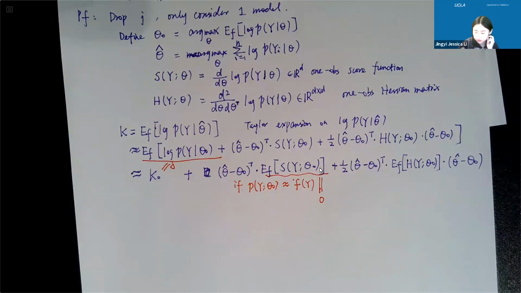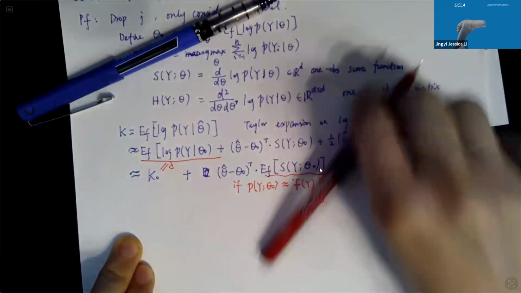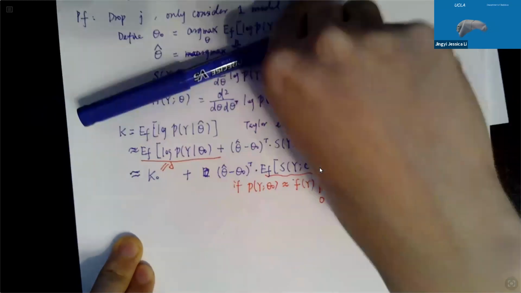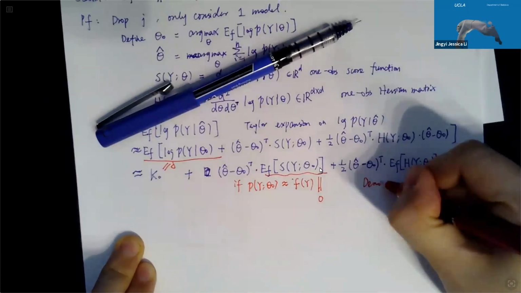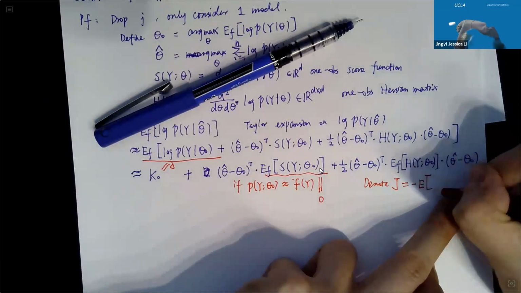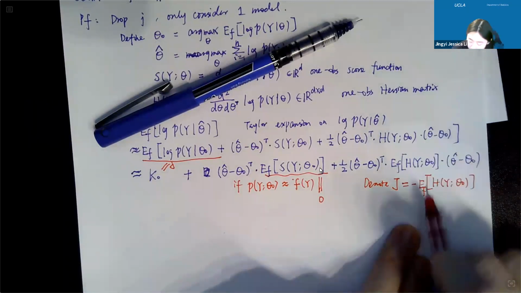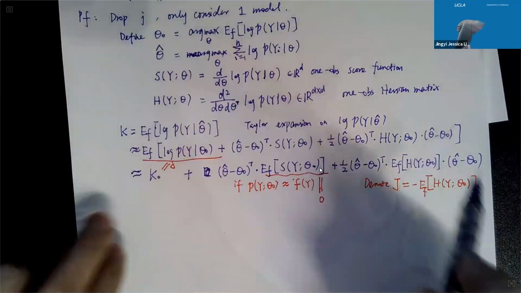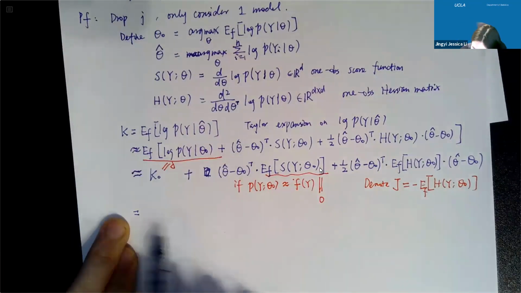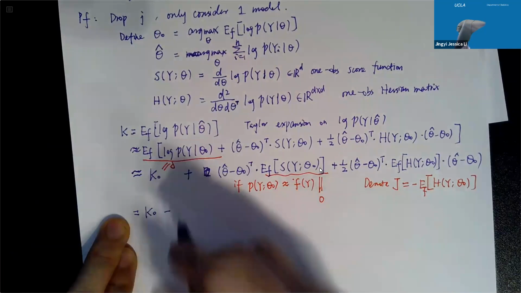But here we're not going to use that term. We're just going to give it a notation. So let me write it here. If we denote this matrix, we just give it a name, J, as the negative of the expectation of the Hessian. Okay, so if we define this J, then after this notation definition, we're going to say this K is approximated by K0 minus, this minus gets here, 1/2.